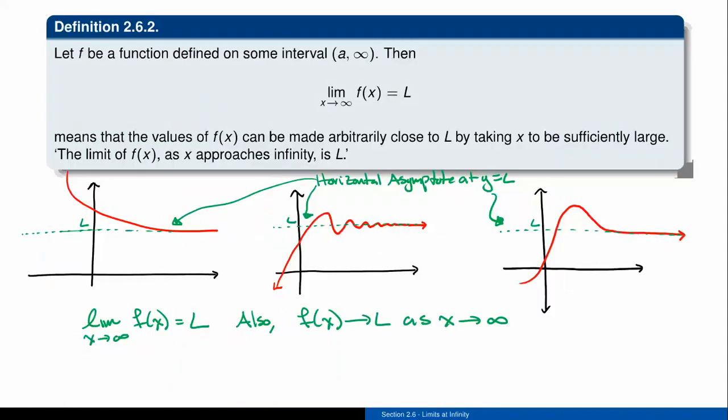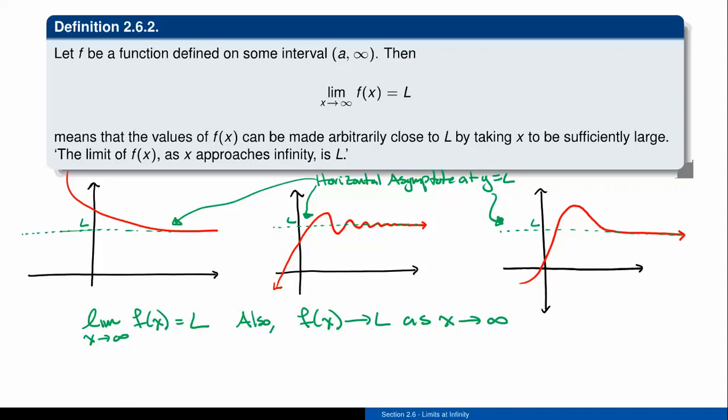Okay, so the next thing is just the definition that I just highlighted. It's this idea that if you have some function defined on some interval that's going off to infinity, then I'm going to use this notation that says the limit as x approaches infinity of this function f of x is going to equal this value L. That means that these y values can be made arbitrarily close to this value L.